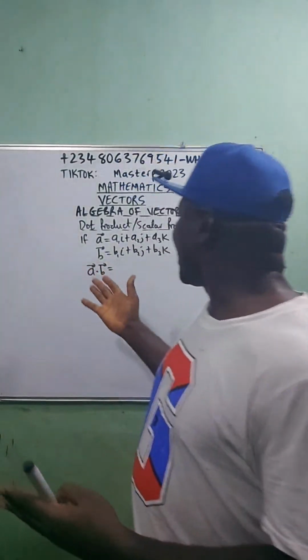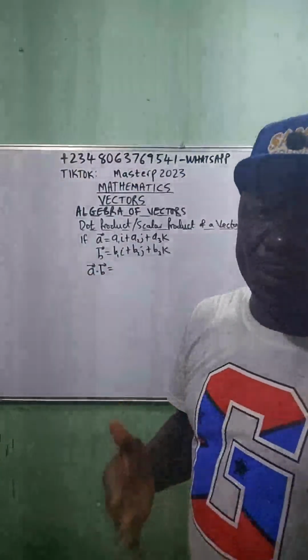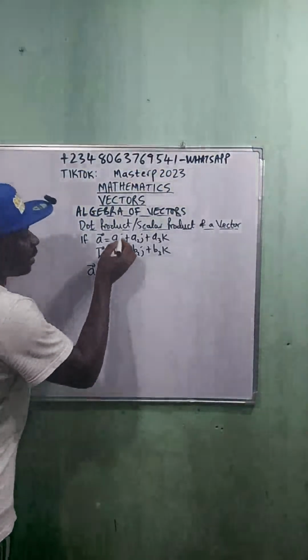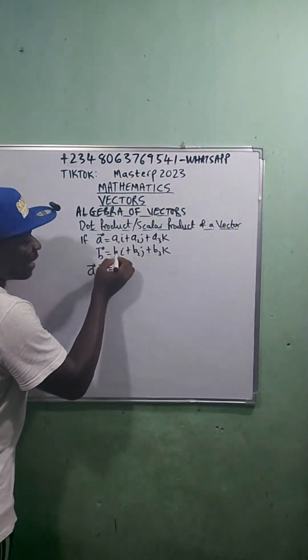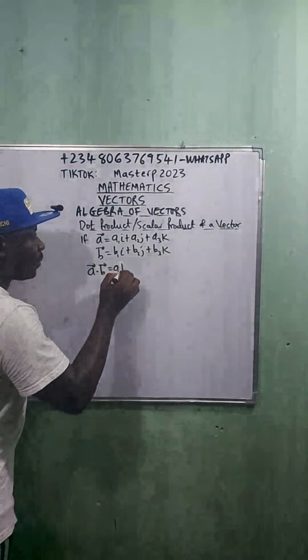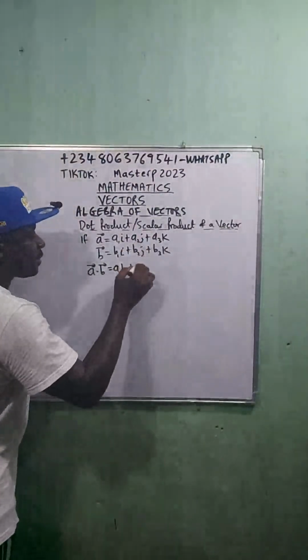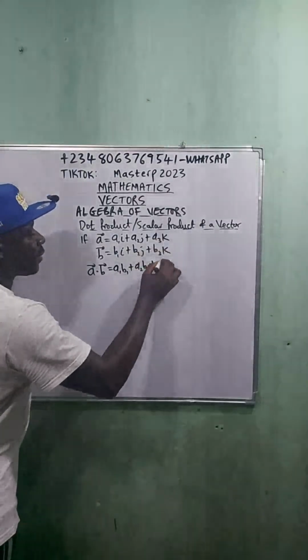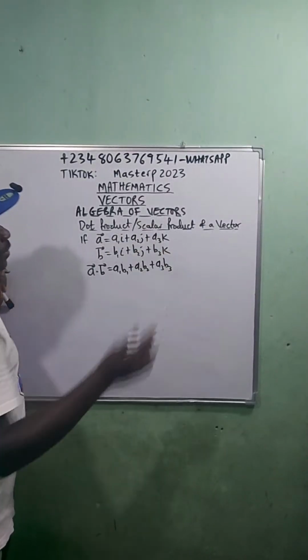So how do we get the dot product? We just multiply the corresponding coefficients and add them together. That's all. So this will give me, A1 times B1 will be A1B1, this times is A2B2, this times is A3B3. And that's the answer to the question.